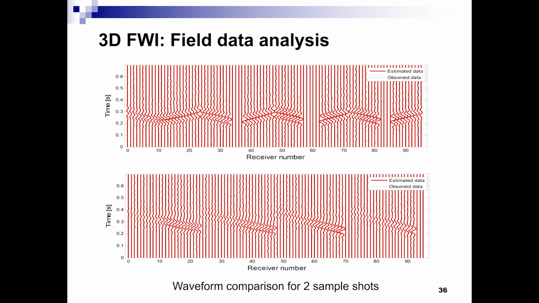So both methods can match data very well. You can see here the estimated data is the red waveform, and the observed is the blue line. It's a little bit mismatched here, but both methods match very well. So there is some hope if we can match the data. In many cases, we cannot match it.